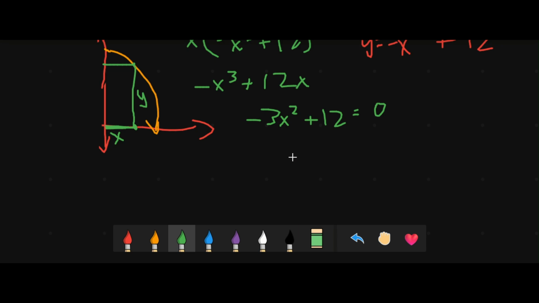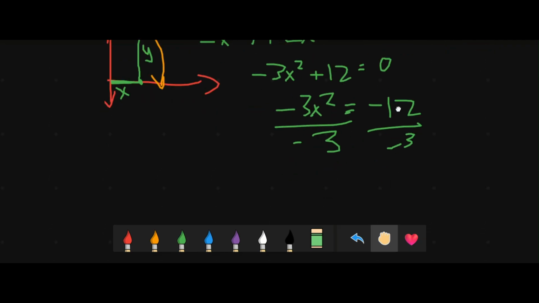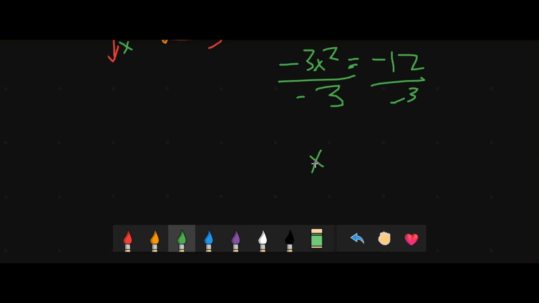We could use the quadratic formula, but the best way to do this, I believe, is to subtract 12 from both sides. So we get negative 3x squared, and we have this equal to negative 12, since subtracting 12 and adding 12 cancels out, and over here we just get negative 12. And then we divide both sides by negative 3. So again, it gives us x squared, since multiplying by negative 3 and dividing by negative 3 cancel out, and negative 12 over negative 3 is just 4. And this is simple. We take the square root, well, we technically have to take the real root, and we get positive or negative 2.